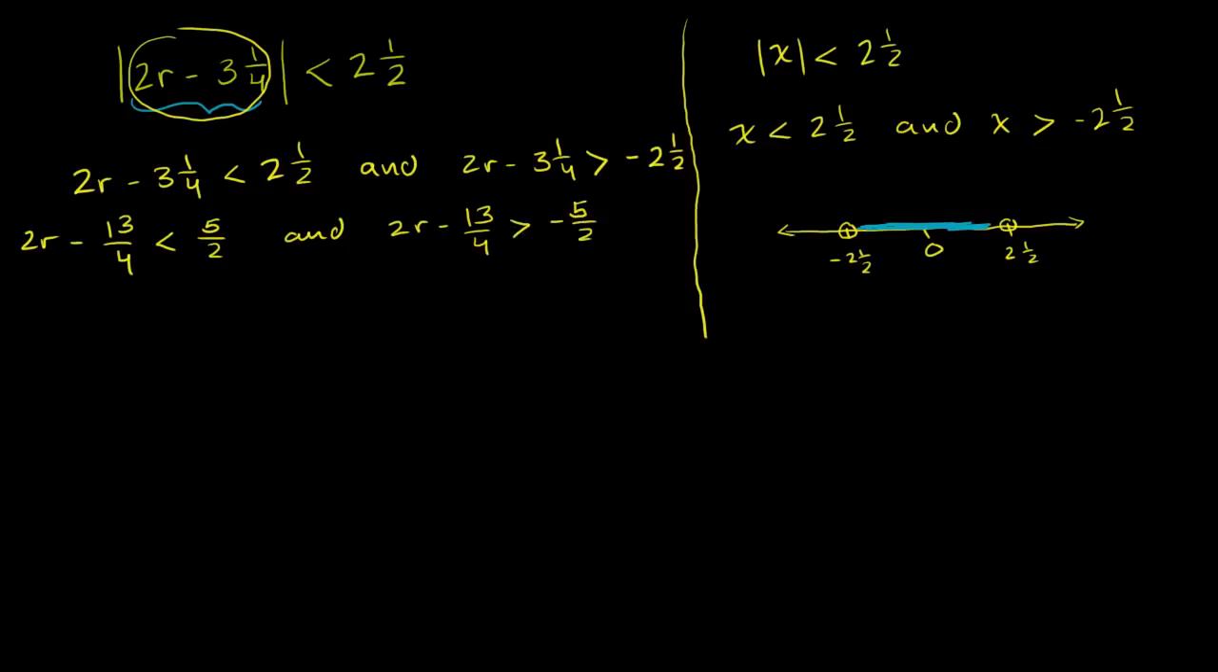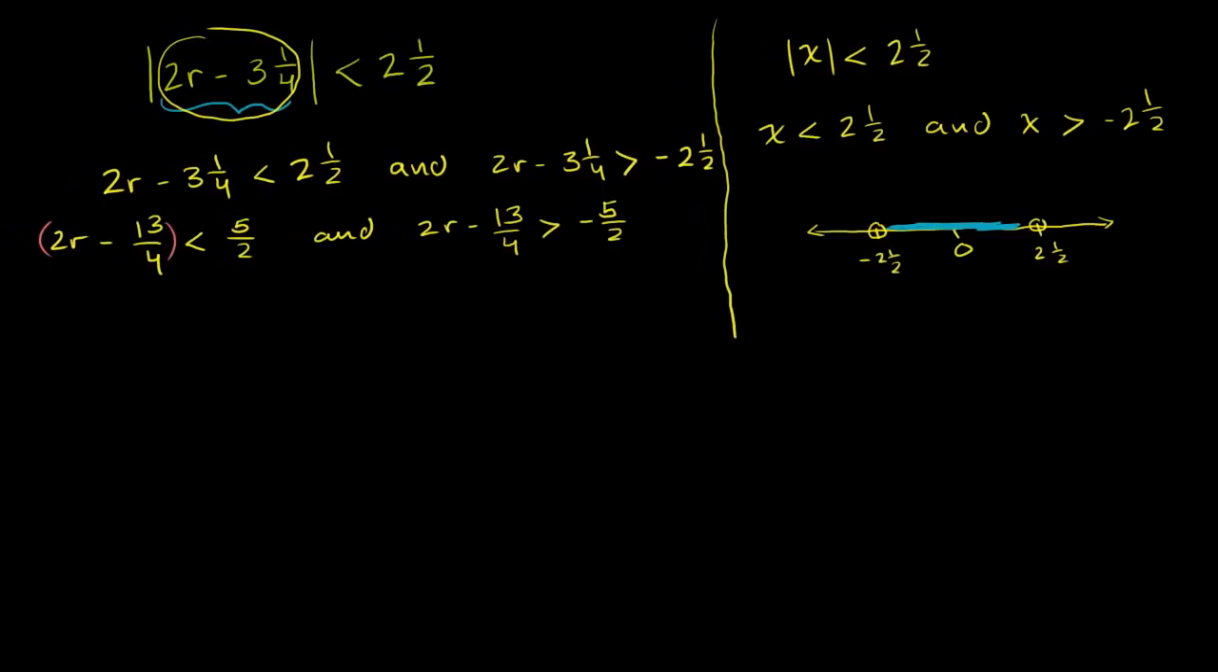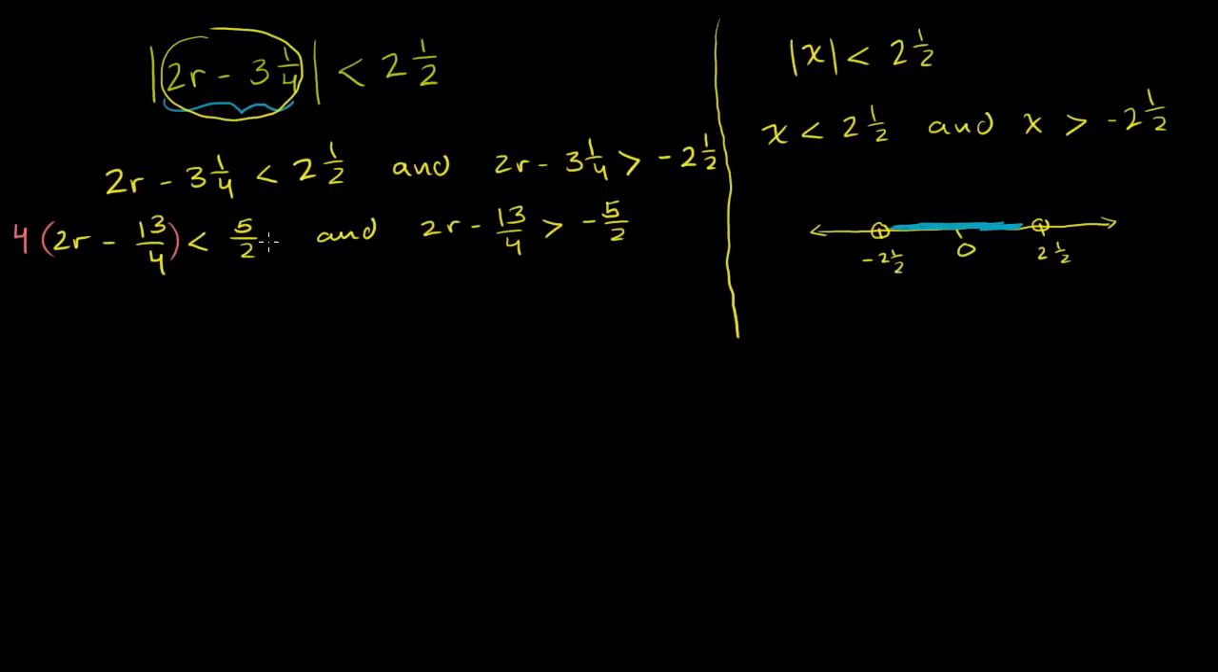All right, now let's solve each of these independently. To get rid of the fractions, the easiest thing to do is to multiply both sides of this equation by 4. That'll eliminate all of the fractions. So let's do that. Let me scroll to the left a little bit. Let's multiply both sides of this equation by 4. And what do we get? 4 times 2r is 8r. 4 times negative 13 over 4 is negative 13, is less than, and I multiplied by a positive number, so I didn't have to worry about swapping the inequality, is less than 5 halves times 4 is 10. Right?